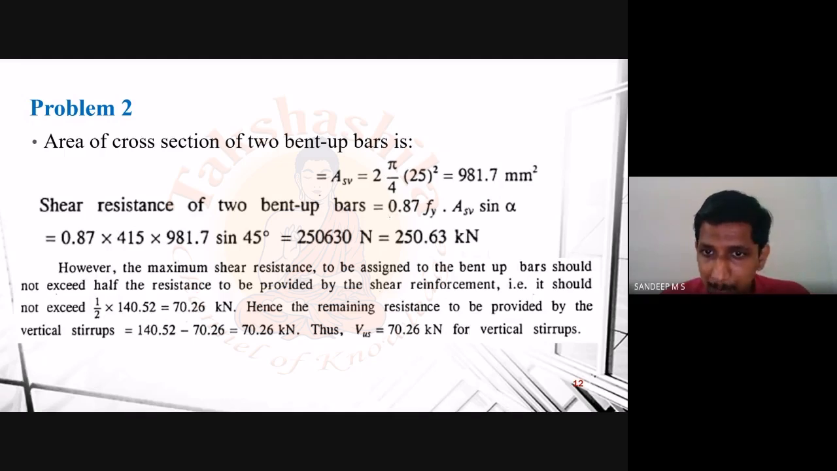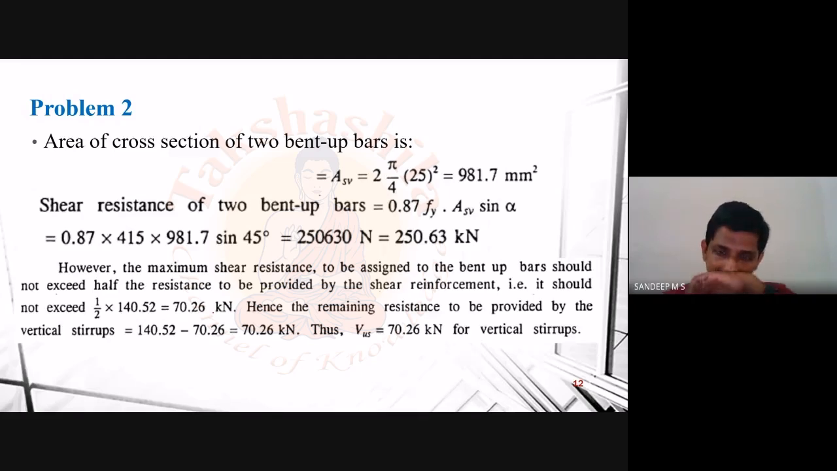Even though it has capacity to take up 250.63 kilonewton, as per the clause of our code, we can utilize this bent up bar only to take up a load of 70.26 kilonewton. Is that clear? Is that point clear to you? Any confusion or any doubt in that?